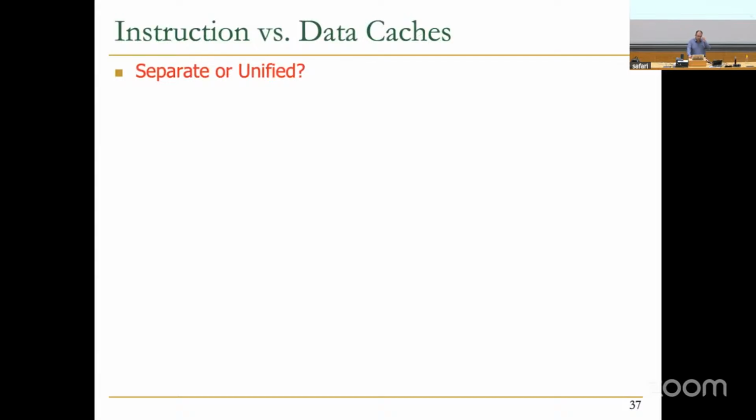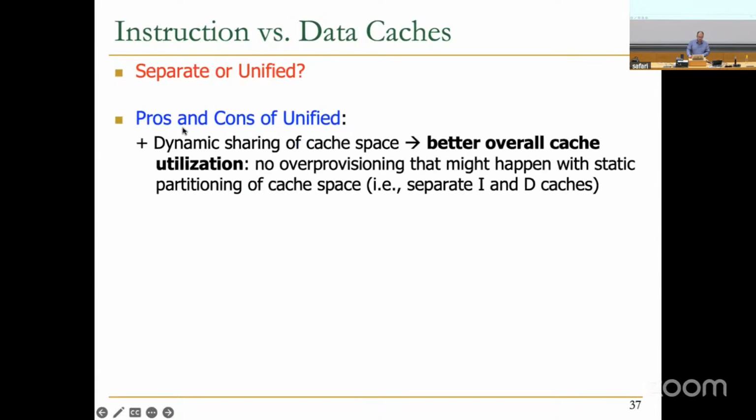Another decision that we need to make is about how we handle instruction cache and data caches. Do they need to be separate or unified? First, let's look into the pros and cons of a unified cache. When they are unified, there is dynamic sharing of cache space. You have a shared space that you use for the L1 data cache, for example, as well as the L1 instruction cache. So that provides better overall cache utilization.